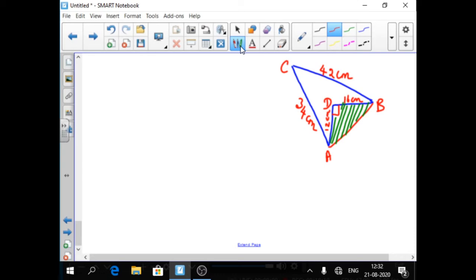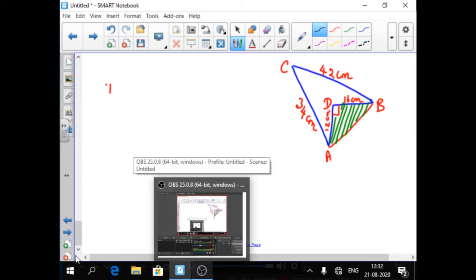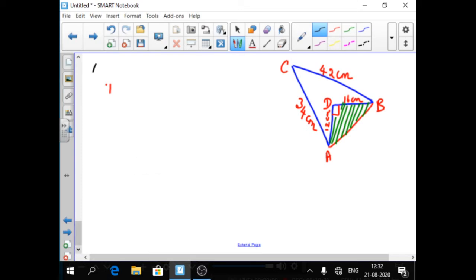In a triangle, this is question number 6. In a triangle, the smaller triangle I am going to take, that is ABD. Here angle D is equal to 90 degree.